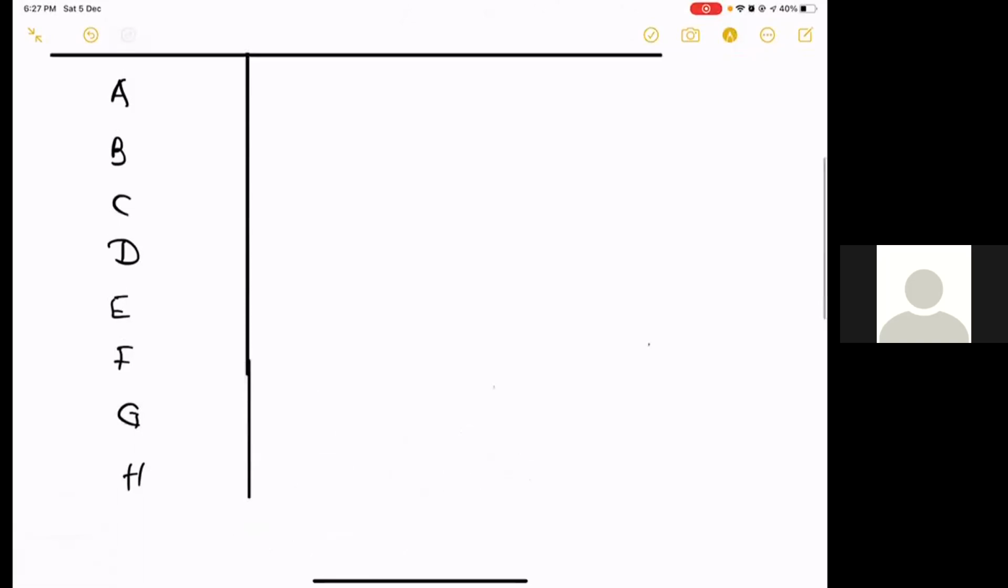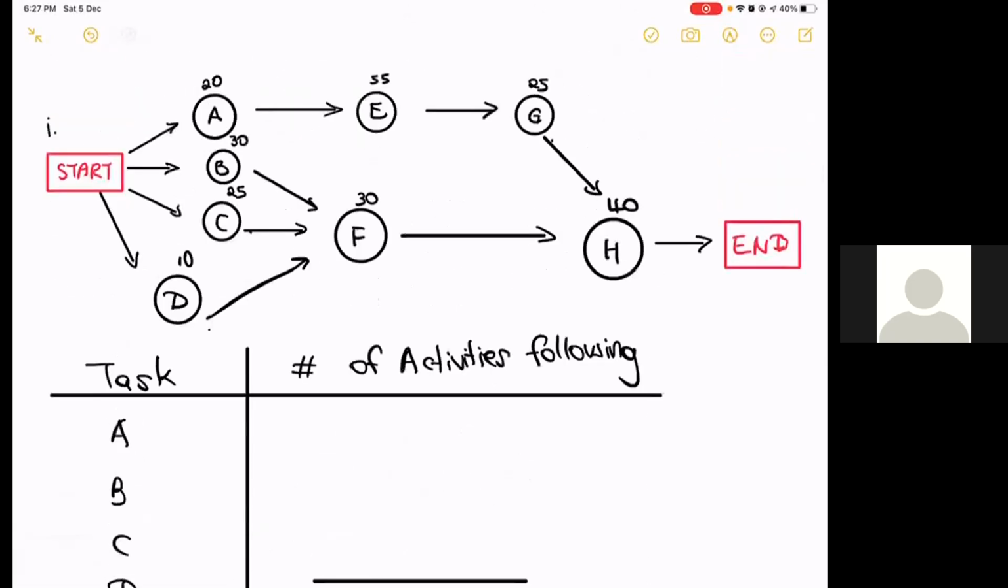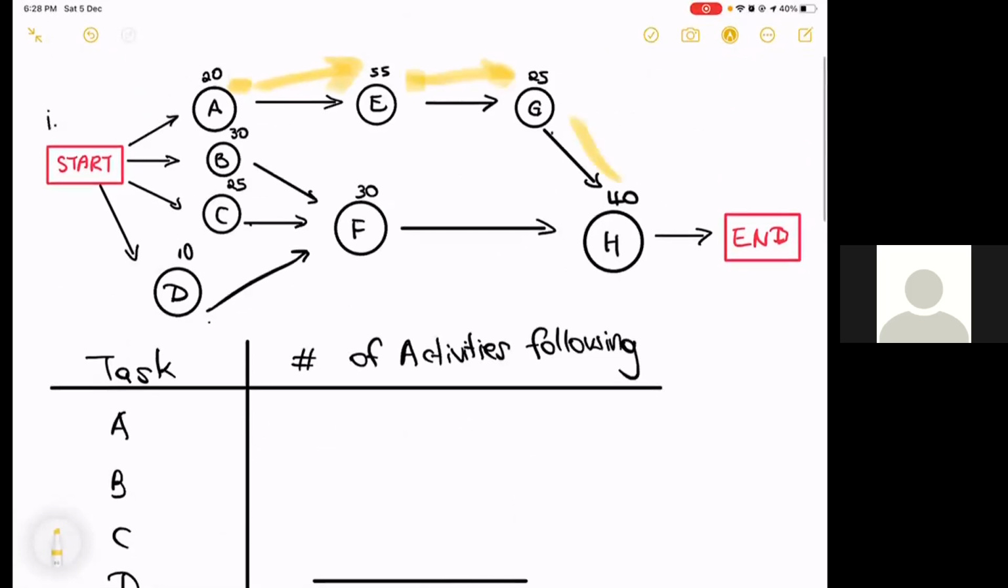All right, good. So A, let's count the amount of activities that follow A. So right here, that's A. So let's count. Following A going across, we have our first task here, so that's E. Then we have another one there, so that makes 2. And another one here that makes 3. So that means that 3 activities follow it. Let me erase this because I'm going to need it.